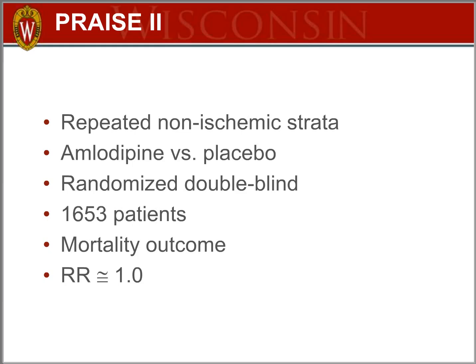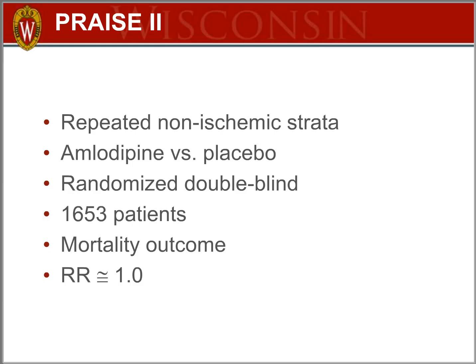So to confirm this, quote, predefined subgroup, ischemic versus non-ischemic, they repeated the trial in the non-ischemic group alone, which became known as PRAISE 2. Again, same protocol, same kind of patients, just looking at only the non-ischemic group, and it was randomized, double-blind, and quite large, 1,653 patients, with mortality as the outcome again. Contrary to the previous study, the mortality outcome in the non-ischemic group had a relative risk of 1.0, no effect.